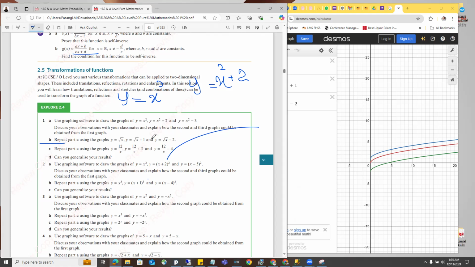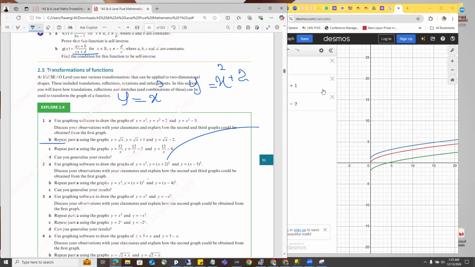So we are changing the vertical translation. Yes, actually, we are moving the graphs. We are moving the graphs along which axis? Y-axis. Yes, that's what they have mentioned. So we are moving the graph along the y-axis.